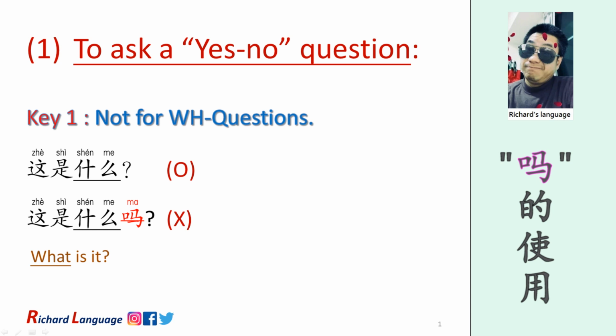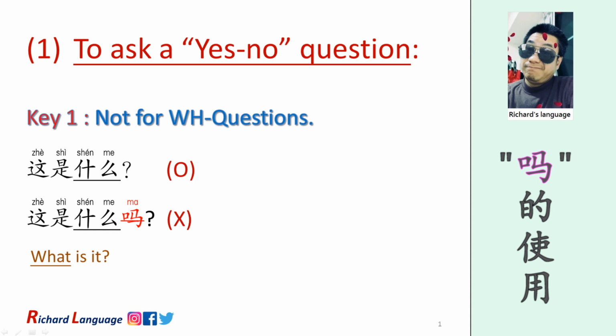Okay, the first usage we talk about is to form a yes-no question. And I give you the key one. Remember not to use this word for WH questions. For example, 这是什么? 什么 means what? So this sentence is a WH question, so you cannot use ma here. So the second sentence, 这是什么吗? This is a wrong sentence in Chinese because we don't use ma in a WH question.